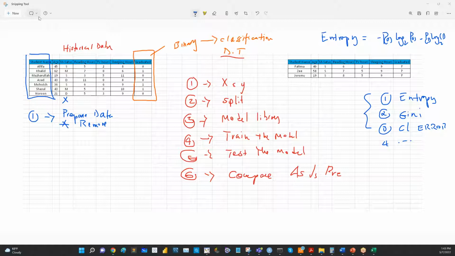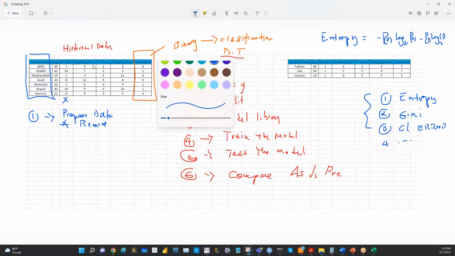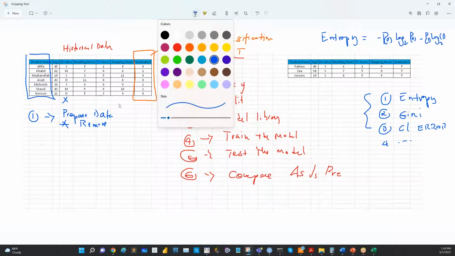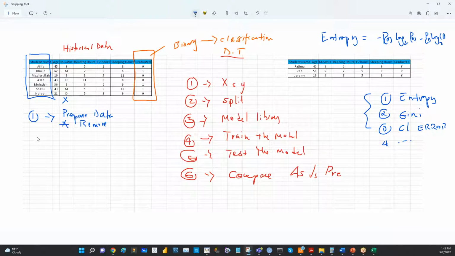So, I need your help. Number 1, how many ones and how many zeros do we have in the historical data? You got 4 zeros and 3 ones. Okay, so the first step that the decision tree is going to do is calculate the overall entropy.